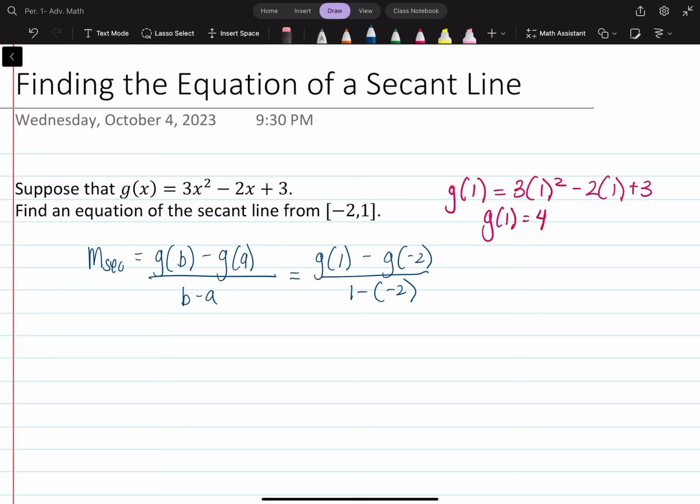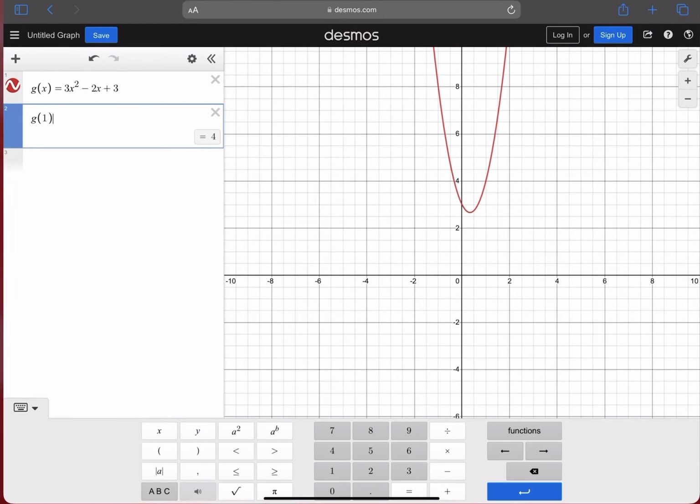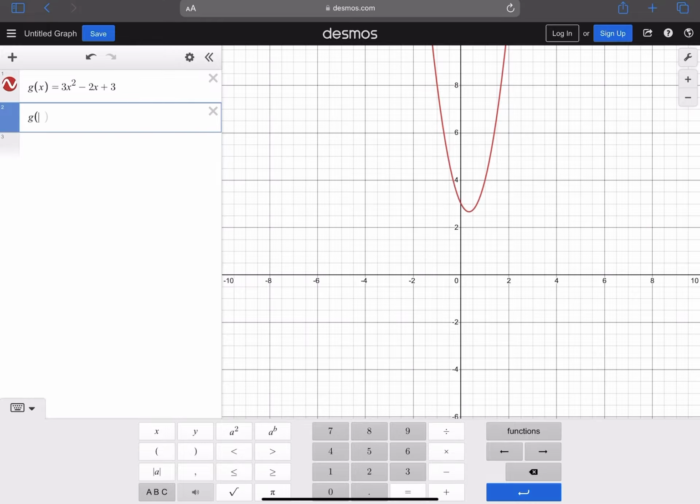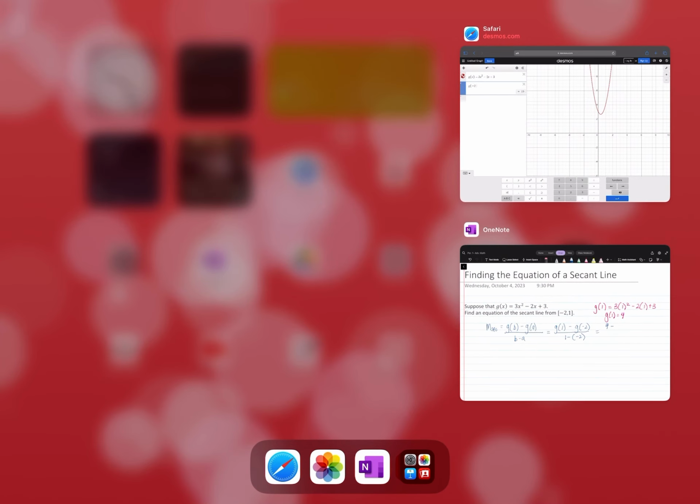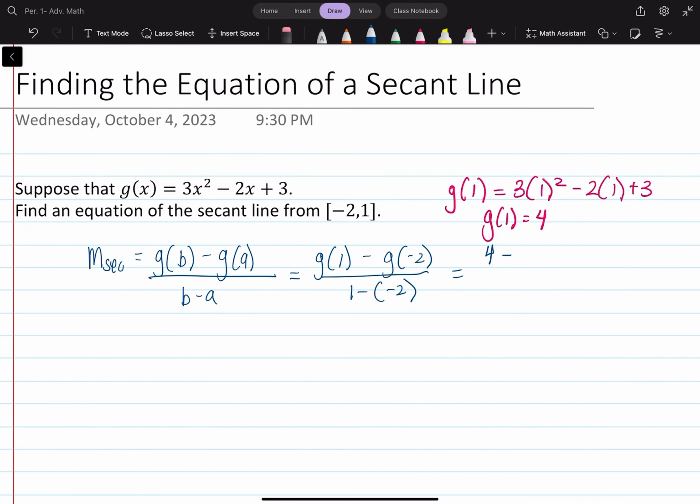So in our equation, we can substitute a 4, a minus. Let's figure out what g of -2 is. So we can just input -2, and we see that it's 19. All divided by 1 plus 2. Do a little bit of simplifying here. This gives you -15 divided by 3, which simplifies down to -5. So our slope of this secant line is -5.